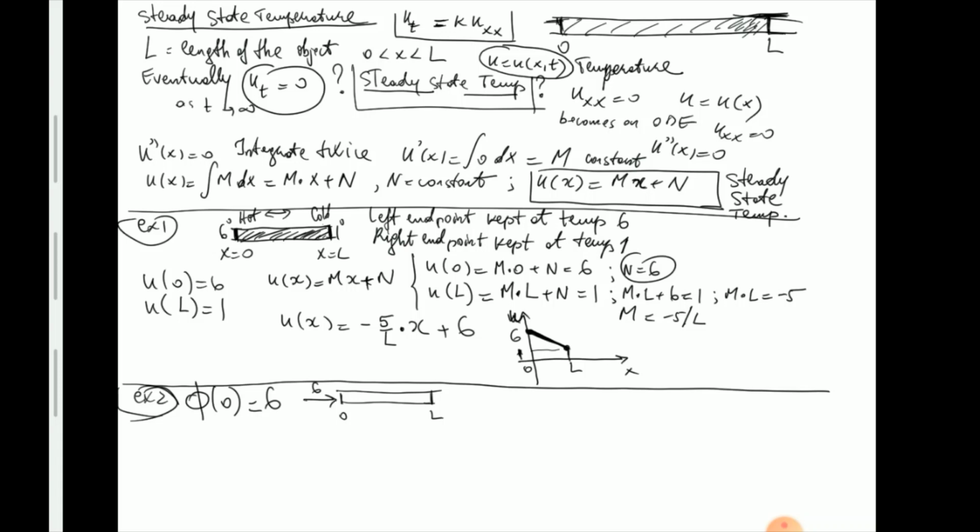And the right end point is again kept at temperature 1. So U of L is equal to 1. So here is again kept at 1 degree. And before I even solve for the constants m and n, so the same question, what's the steady state temperature? Let's see if we can analyze a little bit and see if we can predict what happens with the overall temperature distribution.